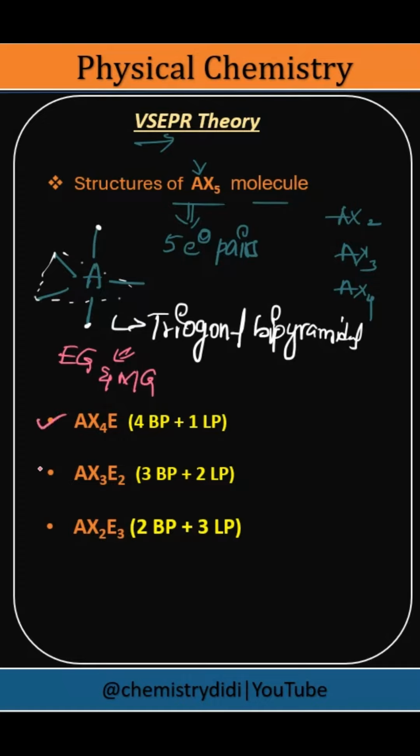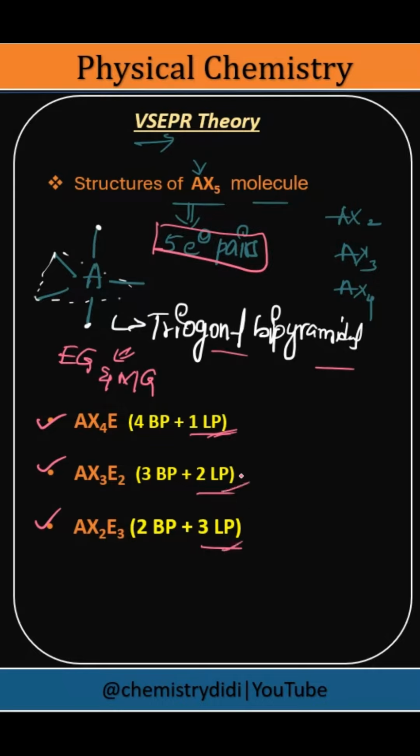And these are the deviations, because it is having one lone pair in this case, two lone pairs in this particular case, and three lone pairs in this particular case. But the overall number of electron pairs is 5, right? So the electron geometry is still the same, which is trigonal bipyramidal, but the molecular shape will be different over here. So let me know the shapes of the molecular geometry of these molecules in the comment section.